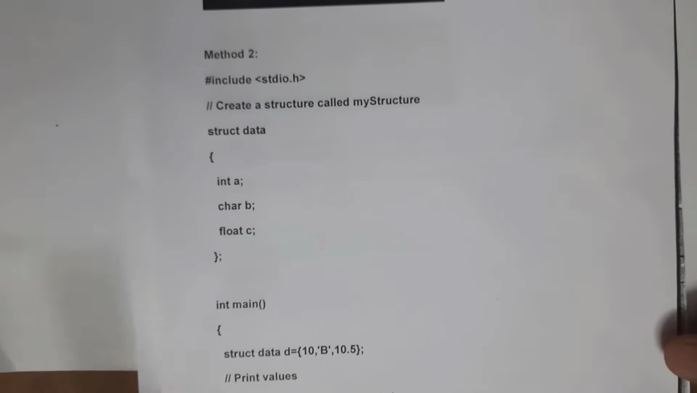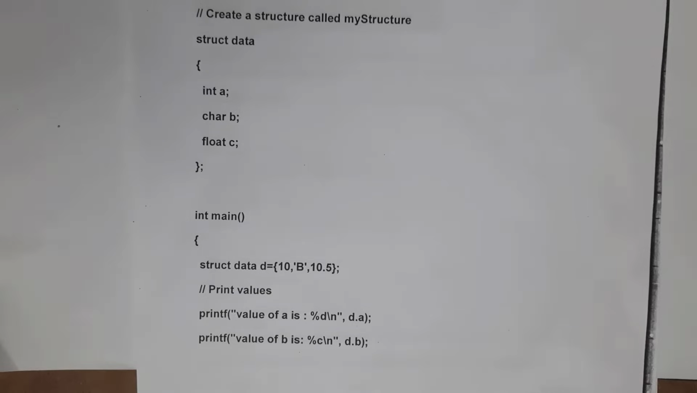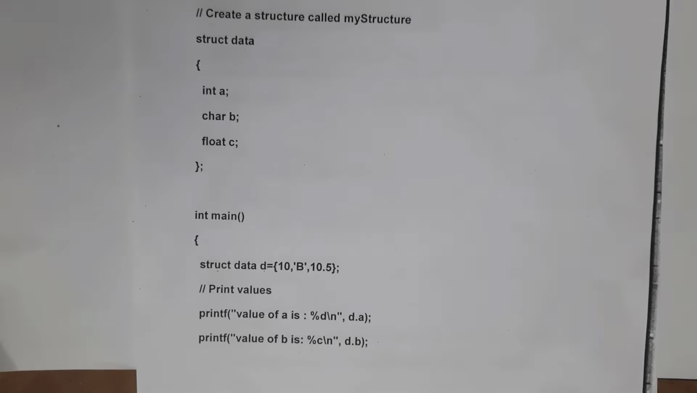Here at first I wrote the header file #include <stdio.h>, and here I wrote structure data, where data is the name of the structure, and inside that I wrote int a, char b and float c, and I closed the curly bracket and gave a semicolon. After that I wrote int main, and inside this int main I am assigning values to the structure. So I wrote struct data d, where d is the short name of this data. So here I wrote struct data d equal to 10, b and 10.5, where we need to give values inside curly brackets and close with a semicolon.